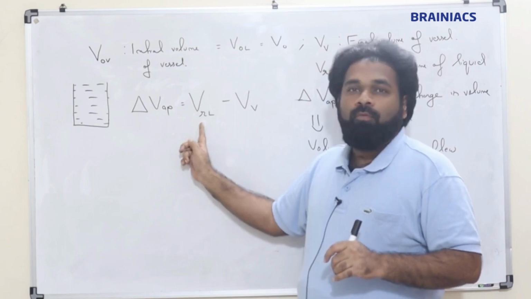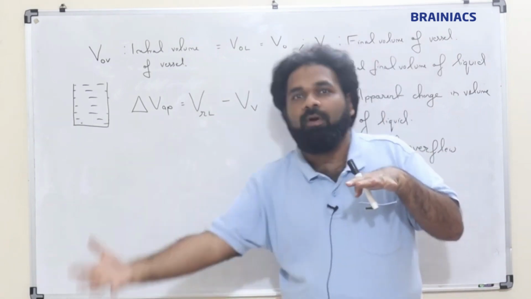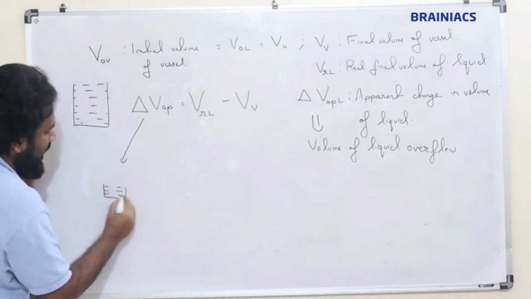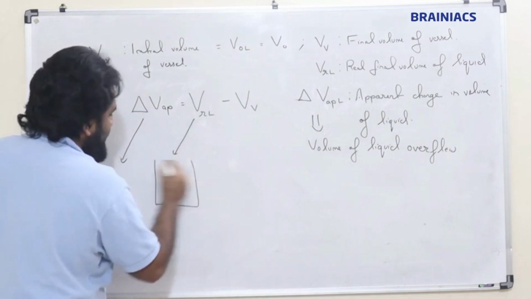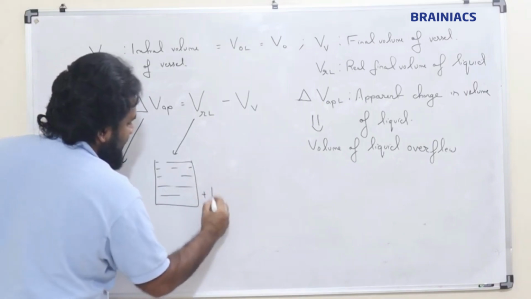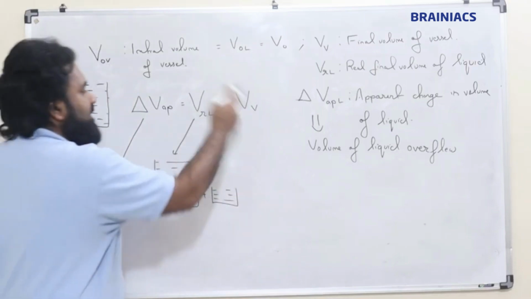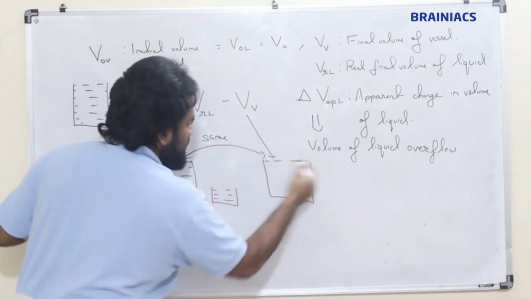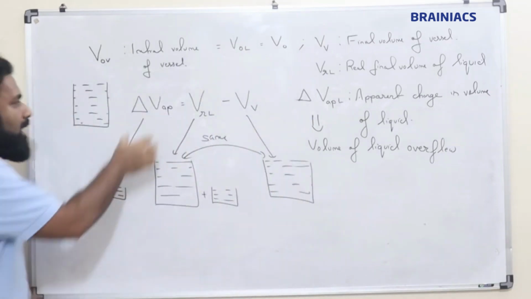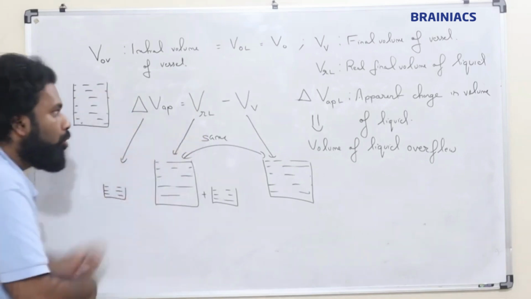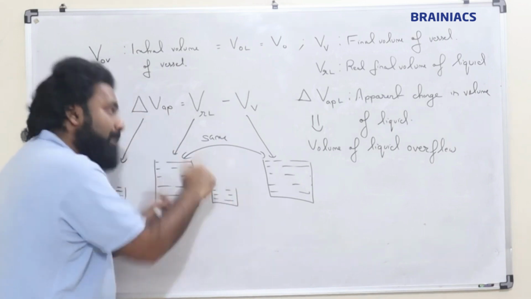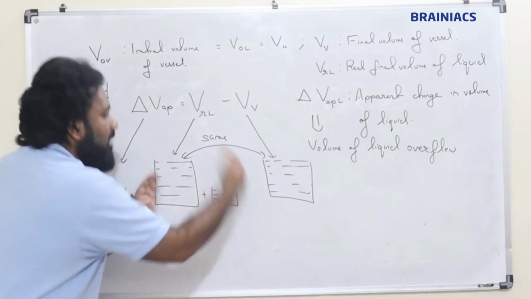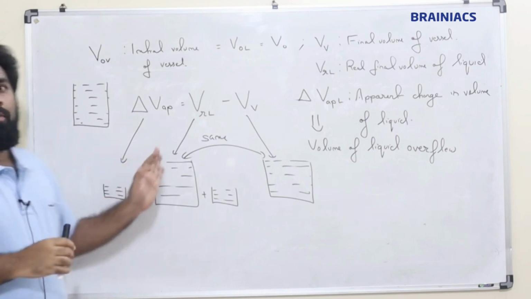Final volume of the liquid, whatever is there inside the container and whatever is there outside. I will show you, this one is nothing but the small one. How much is collected? This much. This is the container full of water plus whatever is collected outside, minus this one. These are the same. See, the apparent change in volume, that is this, is equal to the final volume of the liquid, both together, minus the volume of the vessel. Correct? Diagrammatically I am showing. This is equal to this minus this, which is equal to this one. Clear?